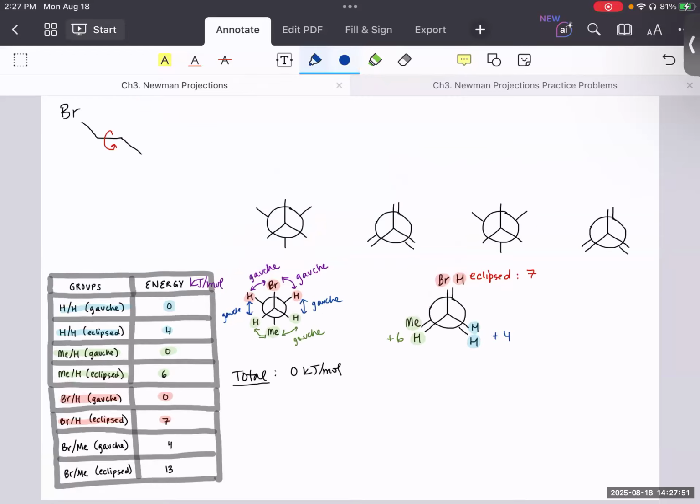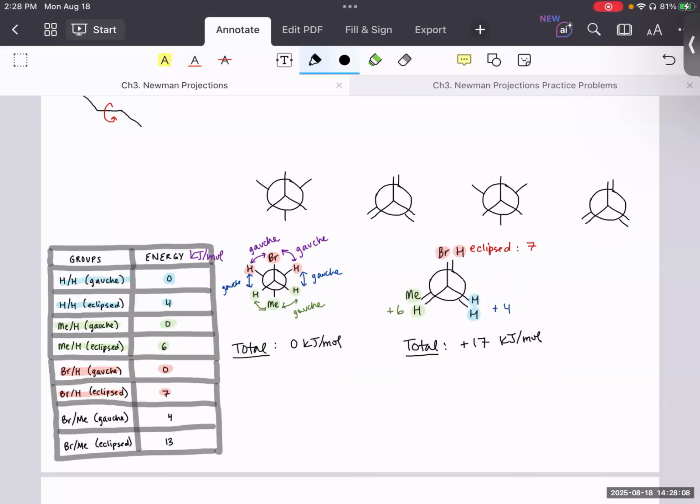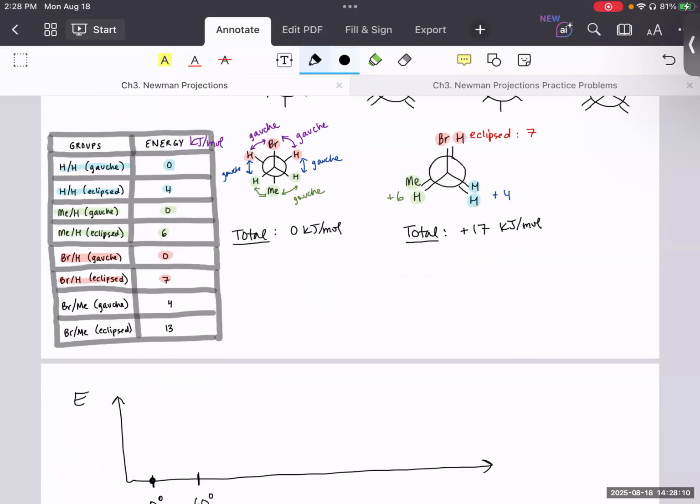And so now our total is going to be 7 plus 4 plus 6, which would give us a total of plus 17 kilojoules per mole. All right, and so for that 60, our energy state at 60 degrees rotation would be at 17 kilojoules per mole.